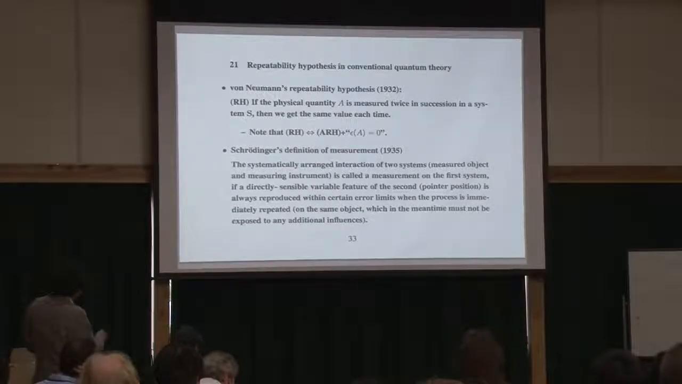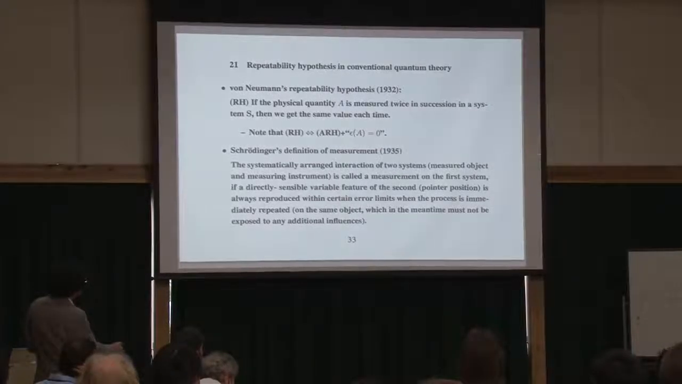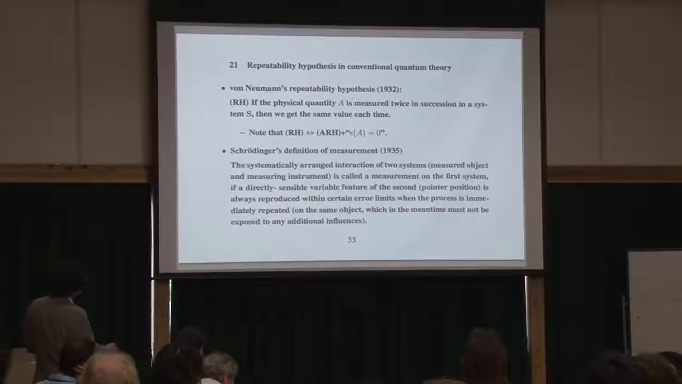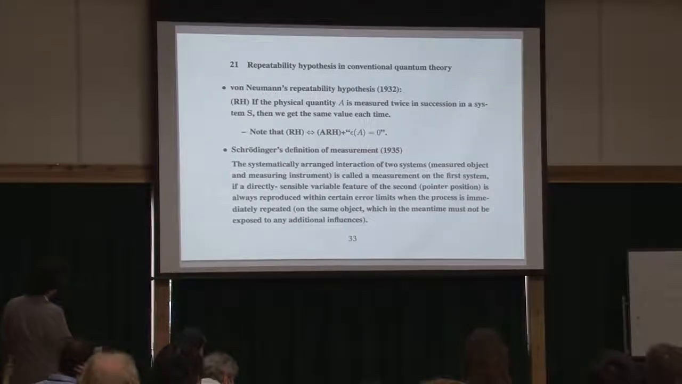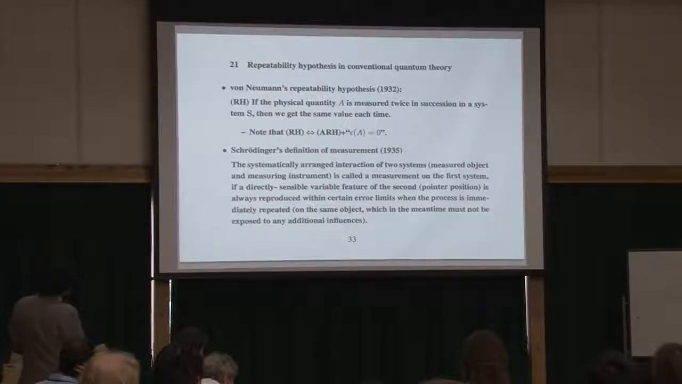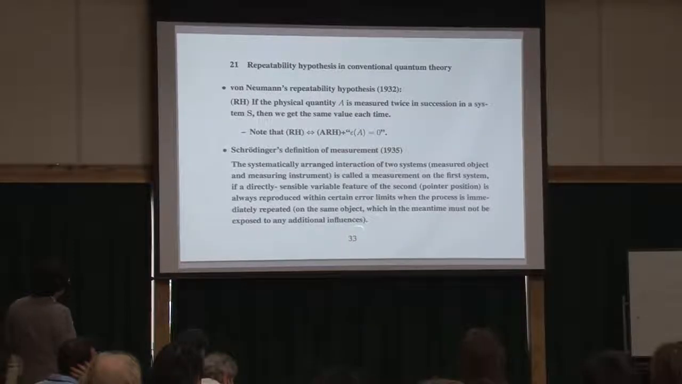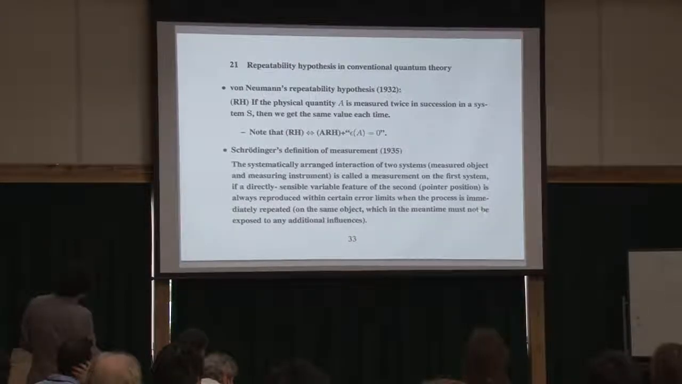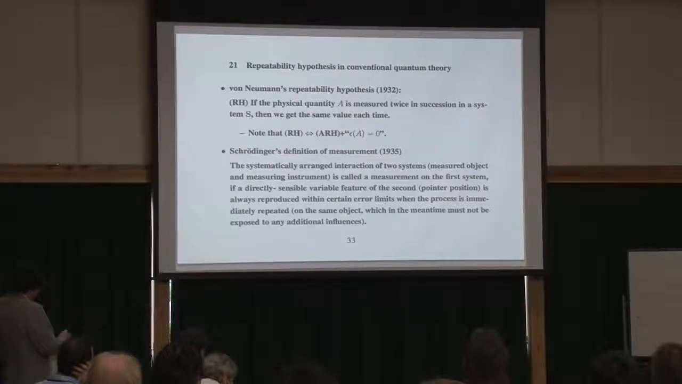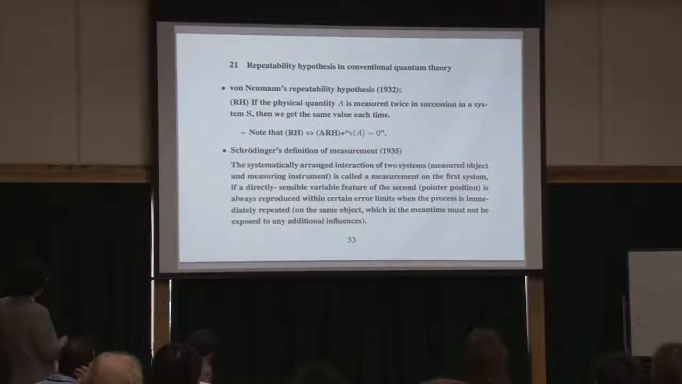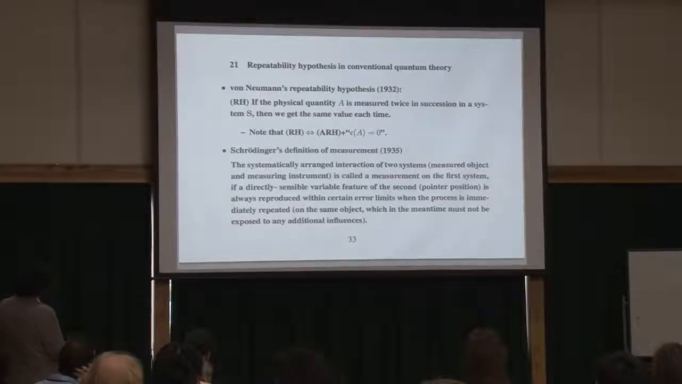He wrote: the systematically arranged interaction of two systems, measured object and measuring instrument, is called a measurement on the first system if a directly sensible variable feature of the second, or a point of position, is always reproduced within certain error limits when the process is immediately repeated on the same object, which in the meantime must not be exposed to any additional interference. So Schrödinger and von Neumann assumed the repeatability hypothesis, and approximate repeatability is a natural consequence of this assumption.